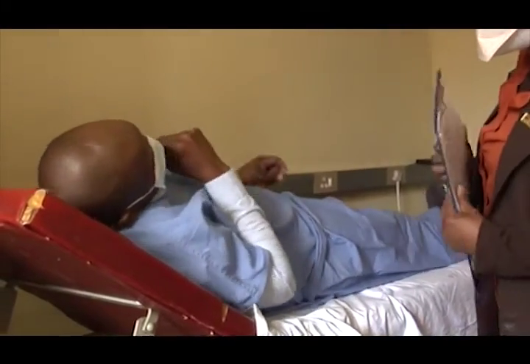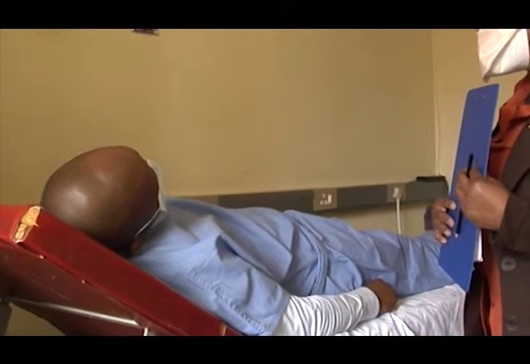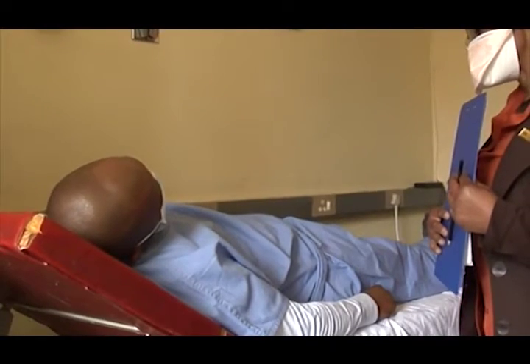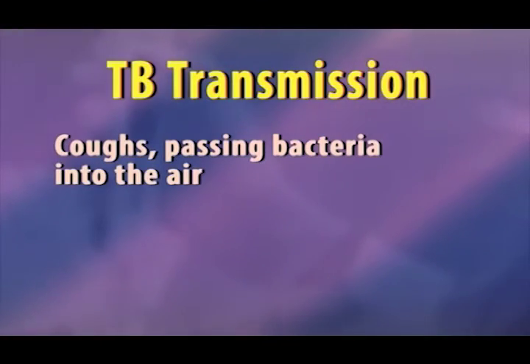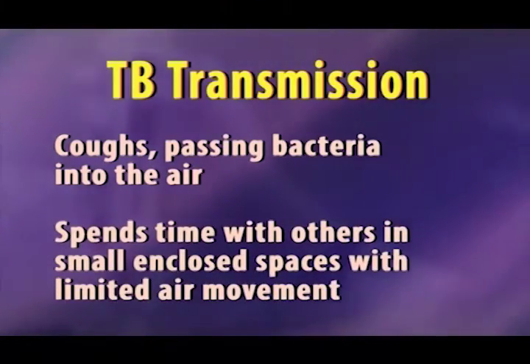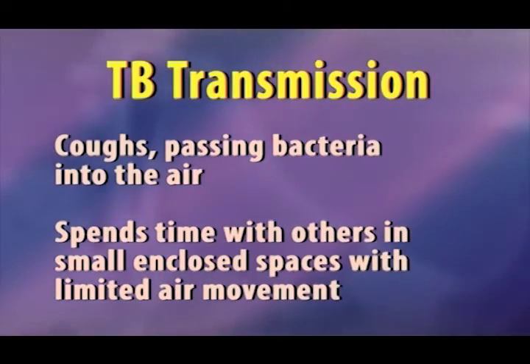People with pulmonary TB disease are considered infectious and may spread TB bacteria to others. It is more likely that TB will be transmitted when a person with TB disease coughs, passes a lot of bacteria into the air, and spends a lot of time with others, especially in small enclosed spaces that have limited air movement.